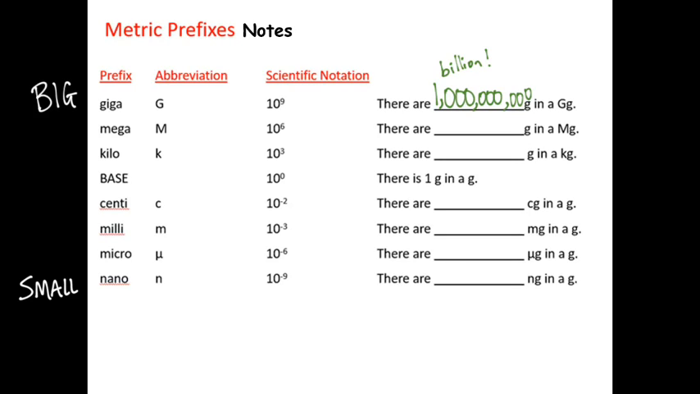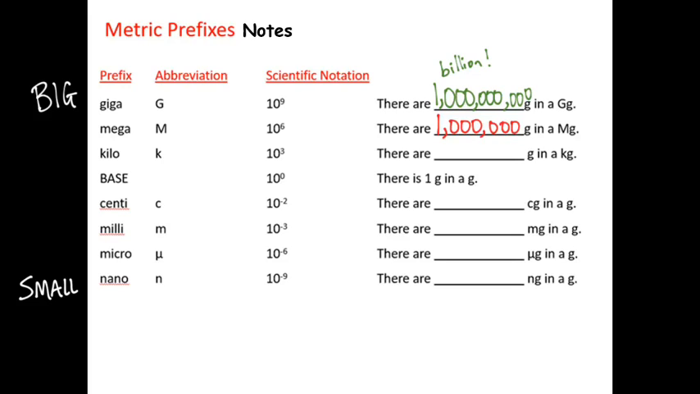Next, we've got mega. So mega, its abbreviation is a capital M. So notice that's capital. That's important there. 10 to the sixth is the scientific notation, and we would say there are 1 million. So now we've just got 6 zeros because it's 10 to the sixth. There are 1 million grams in a megagram. You might have heard there's a lottery game called Mega Millions. So that helps me remember that mega means a million.